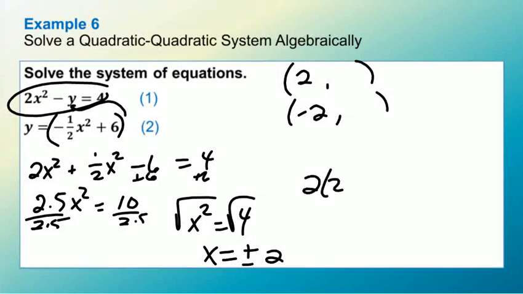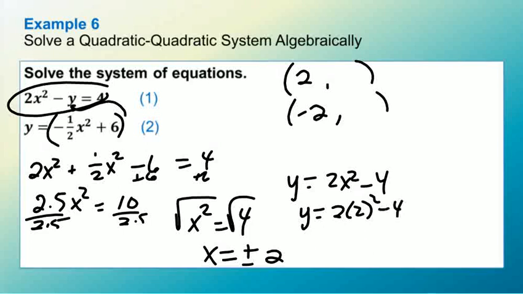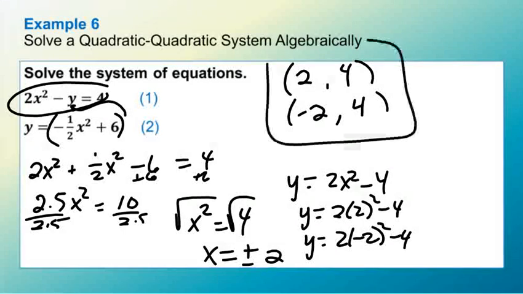Let me rewrite that one. So it'd be y equals 2x squared minus 4. So now I have y equals 2 times 2 squared minus 4, and then y equals 2 times -2 squared minus 4. 4 times 2 is 8. 8 minus 4 is 4. And then -2 squared is 4 times 2 is 8. Minus 4 is 4. So we'd have 2, 4 and -2, 4.